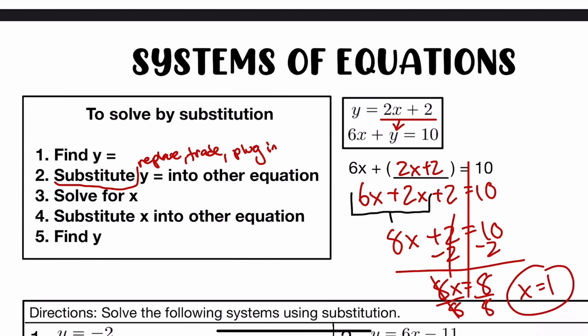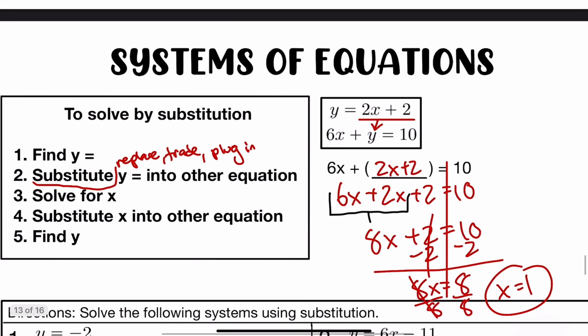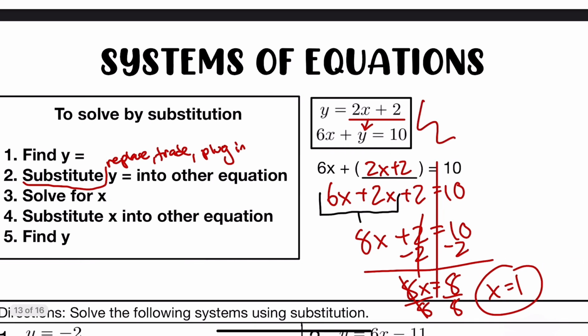Cool. That gets us to step 3. All of these steps are done. Now we just have the last 2. So we're going to substitute x into the other equation. So what that means is I'm going to take this x that I just found, it's 1, and I'm going to put it in here, the one that we substituted in. So I'm going to give myself a little bit of space here. I'm going to cordon this off.